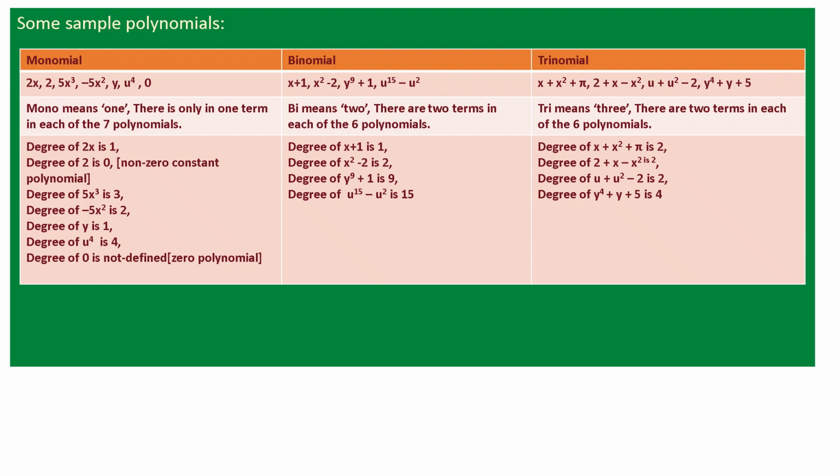There is a difference between zero polynomial and constant polynomial. For the binomials, you can see very well there are two terms in each of these polynomials. The maximum degree could be anything, but identify the maximum degree and that happens to be the degree of the polynomial or the binomial. For the trinomial, there are three terms. For the last polynomial, y to the power of 4 plus y plus 5, there are three terms. So it is a trinomial, the degree of which is 4.